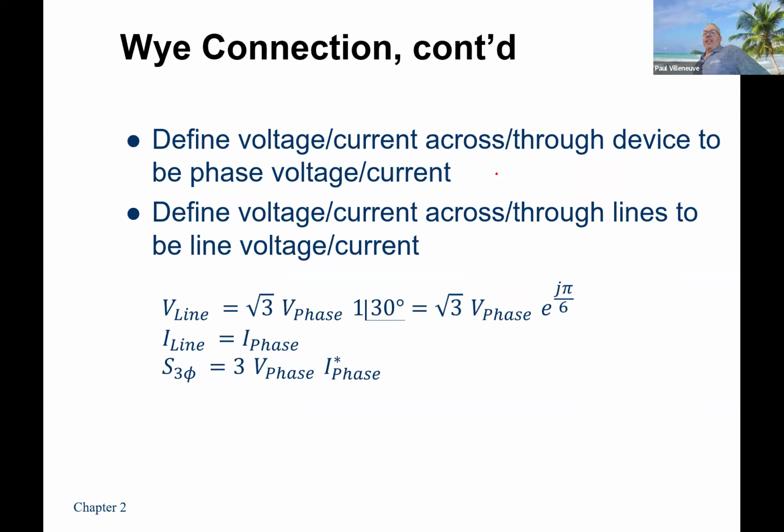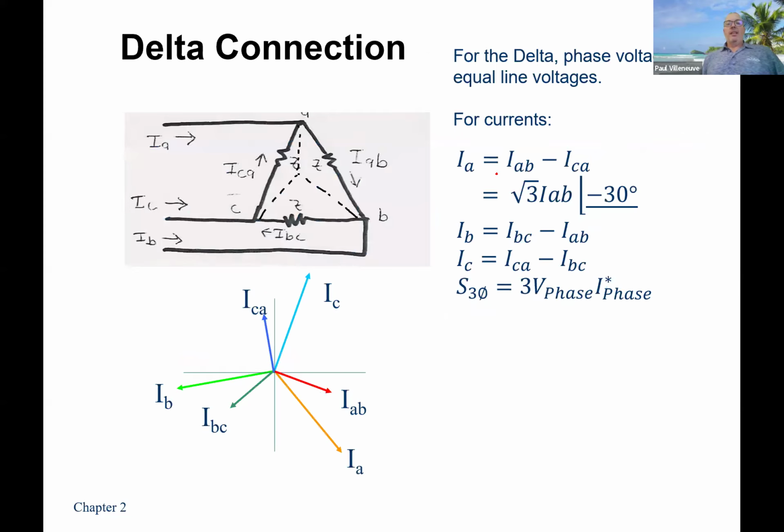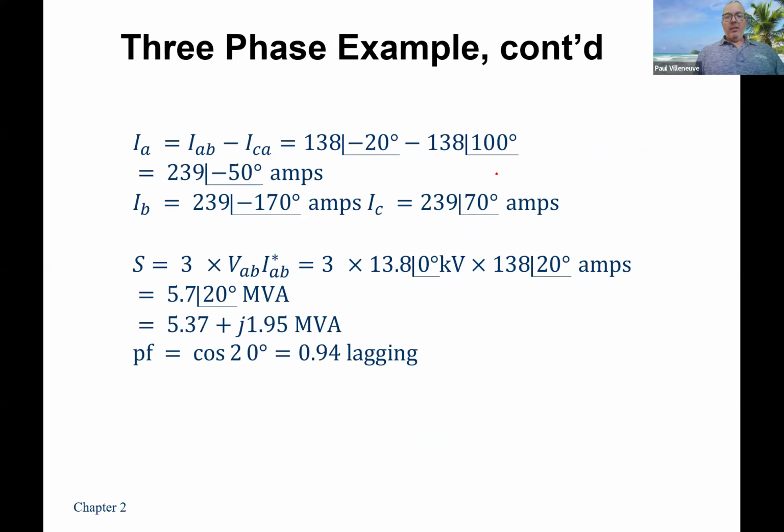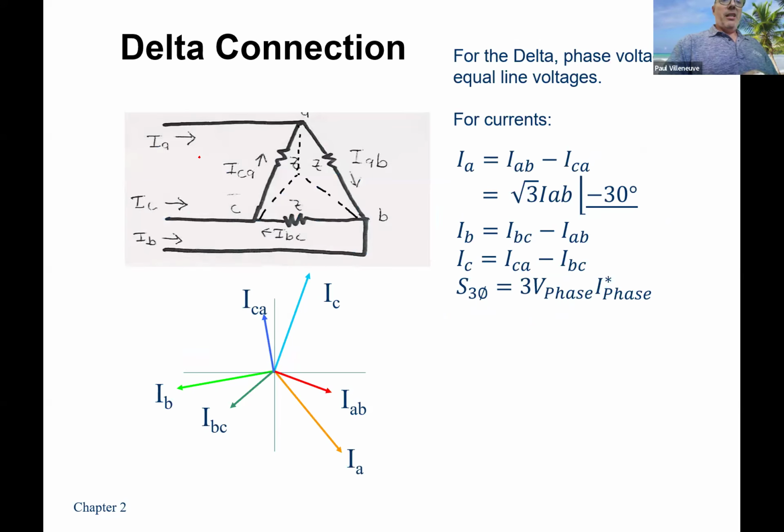If you want to use Euler's identity, it's e to the j pi over 6, using radians, not degrees. In the Y, line current equals phase current, line voltage does not equal phase voltage, but S equals 3 V phase times I phase conjugate. That always holds true. In a delta, the phase and line voltages are the same, because that's the phase and that's the line. It's across two lines, so there is no difference between line and phase.